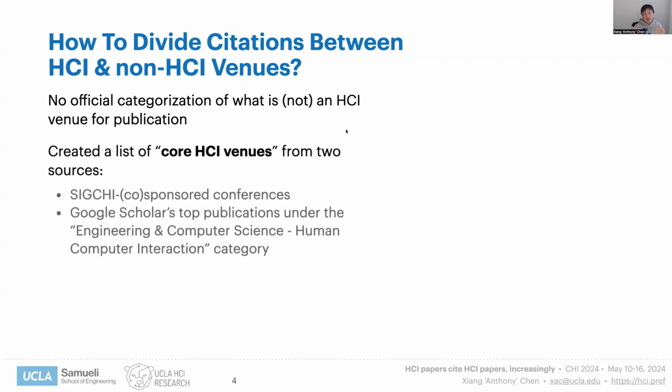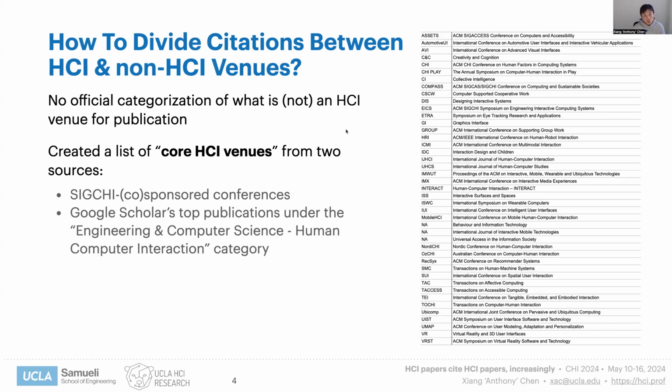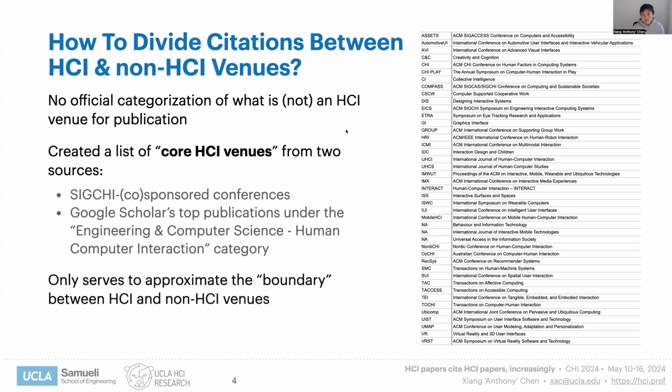So we have to artificially create a list of core HCI venues, which come from these two sources: the SIGCHI co-sponsored conferences on the official websites, and Google Scholar's top publications under the engineering and computer science HCI category. Together, we compile this list of core HCI venues. Of course, this list is non-exhaustive. Anything that's not on this list might still be HCI related. This list only serves to approximate the boundary between HCI and non-HCI venues.